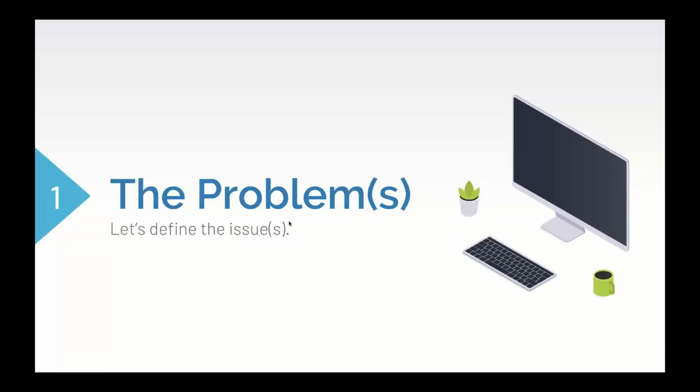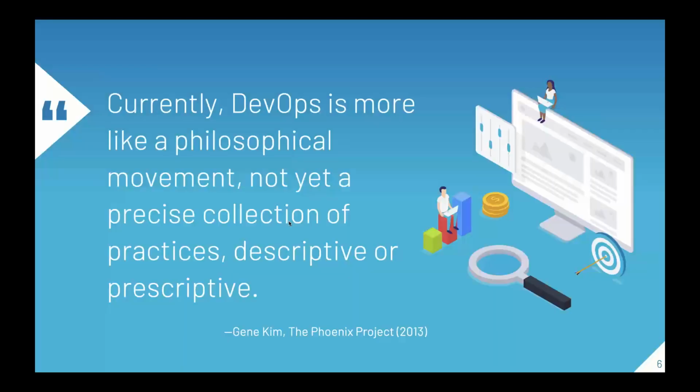Okay, so let's start talking about the problems here. I like to kick off most of my DevOps presentations with this slide. Currently DevOps is more like a philosophical movement, not yet a precise collection of practices, descriptive or prescriptive. And this is from Gene Kim. Everybody knows and loves Gene Kim and The Phoenix Project and the other Gene Kim books, The Unicorn Project and his DevOps Handbook.